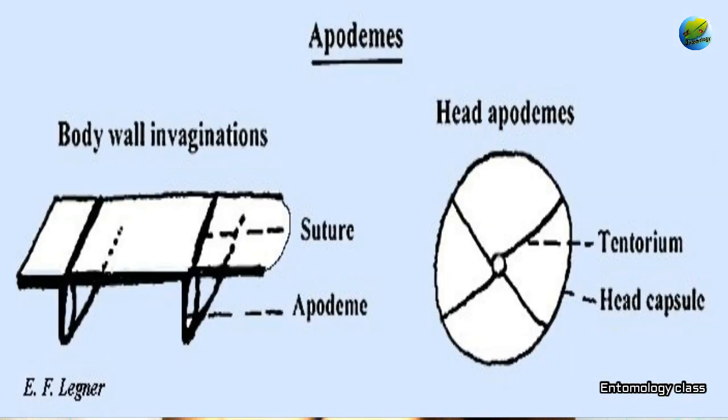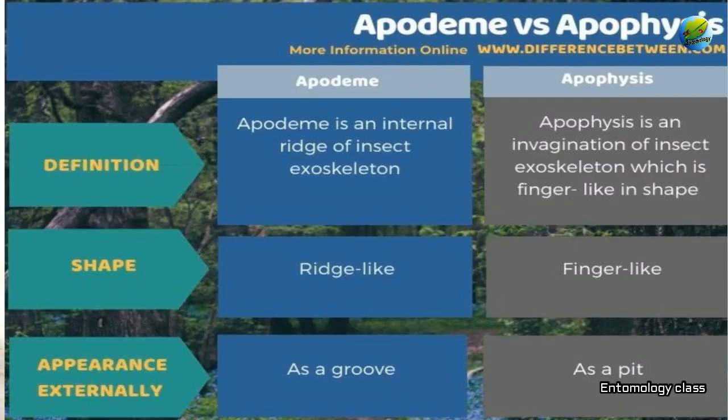Apodemes are visible externally by narrow grooves. We can locate the apodemes by their groove-like appearance. And in the case of the apophysis, as it is a solid ingrowth, we cannot see a groove like the apodeme. We can see pin-like, tiny pit-like structures externally.